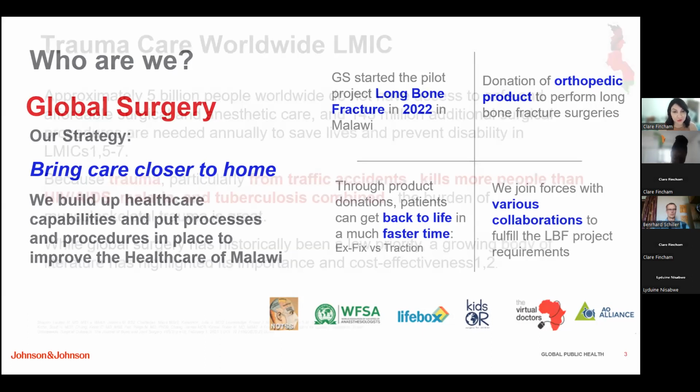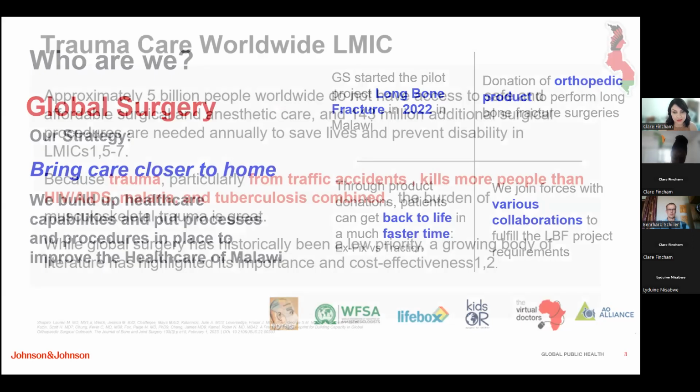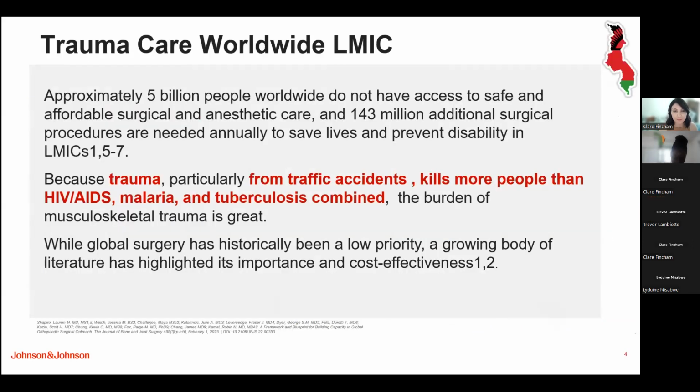This is just to give you the broad spectrum of how important trauma care actually is, or should be prioritized. Because trauma, particularly from road traffic accidents, right? Everyone that's in a road traffic accident, that actually kills more people than HIV, malaria, and TB combined. And that is why the burden is so big in musculoskeletal trauma.